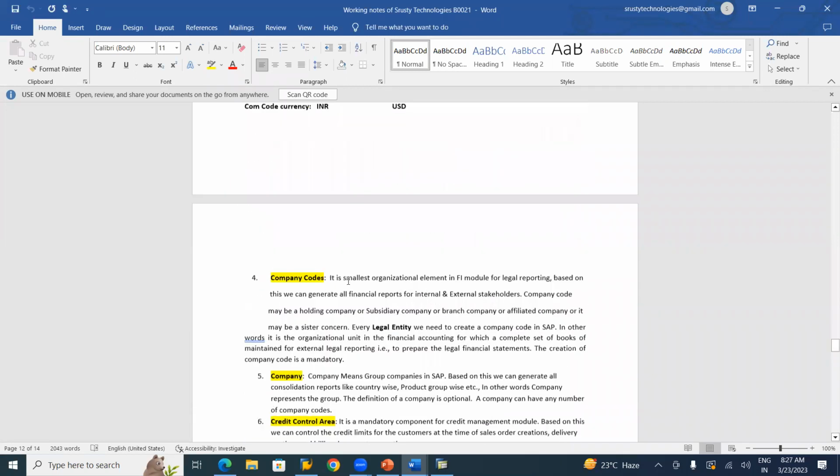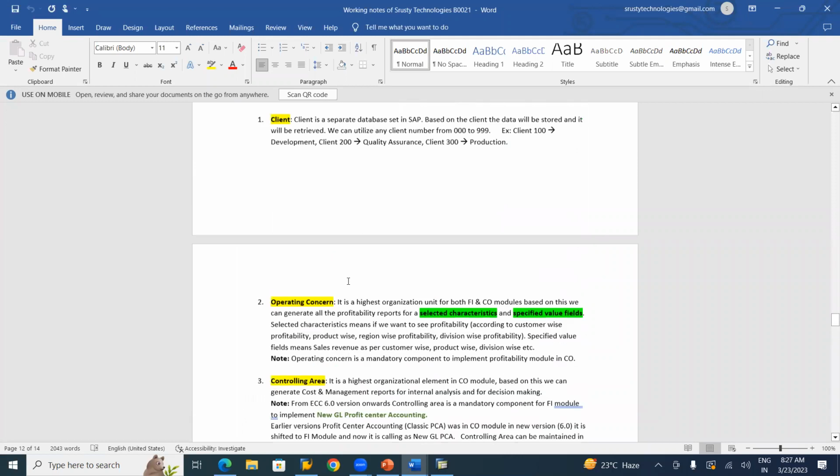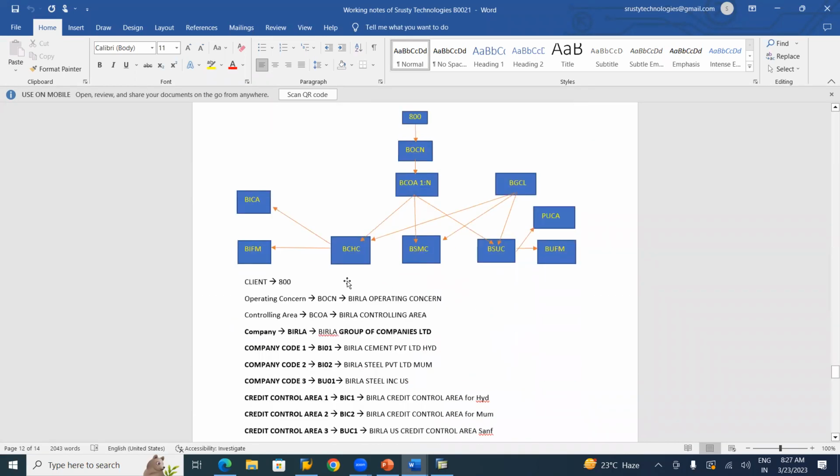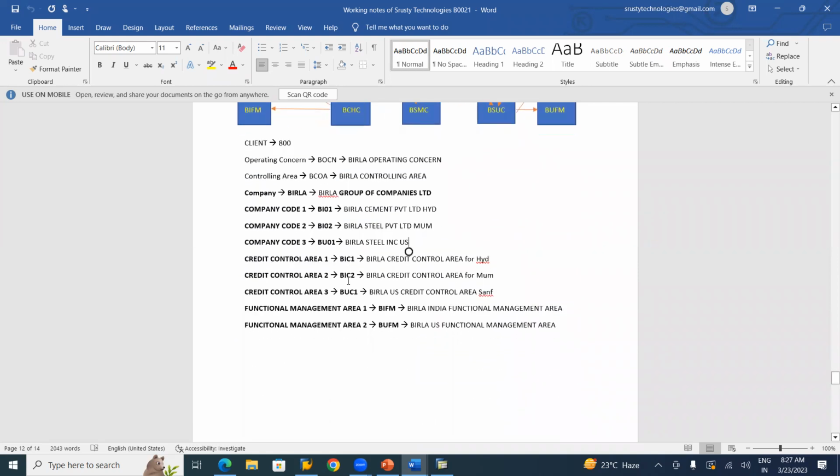Next, we have credit control areas. What are the different credit control areas we have? We have 3 different credit control areas: Birla Credit Control Area for Hyderabad, Birla Credit Control Area for Mumbai, and Birla Credit Control Area for San Francisco, which is for the US. We have given them as BIC1, BIC2, and BUC1.